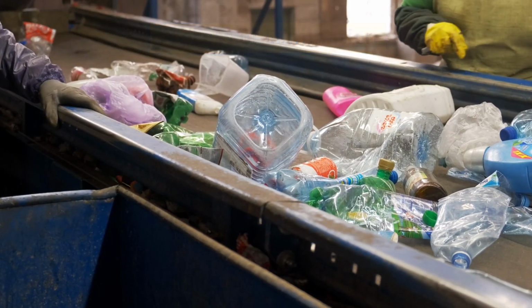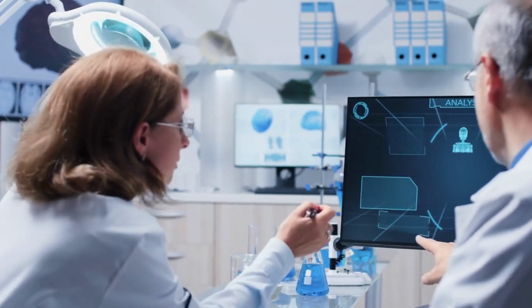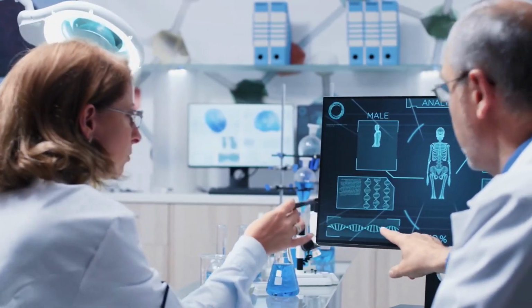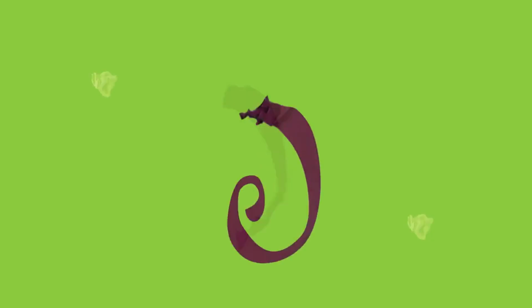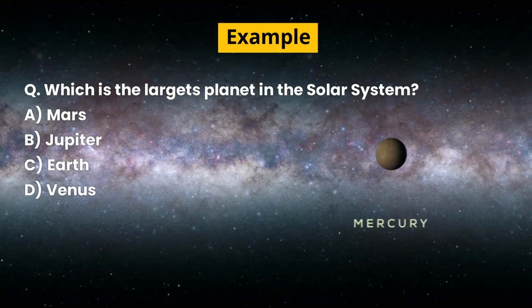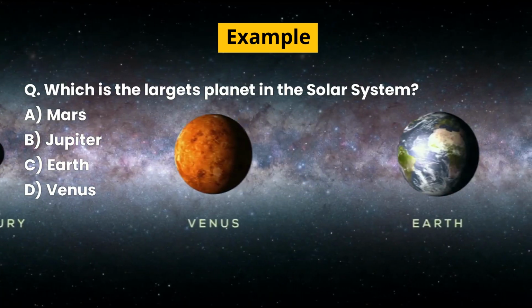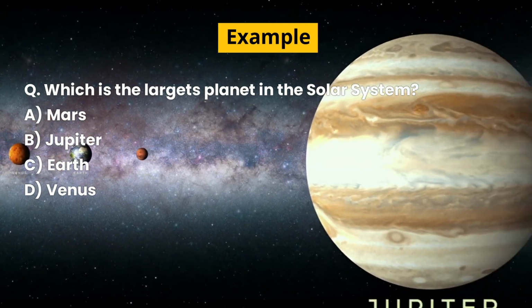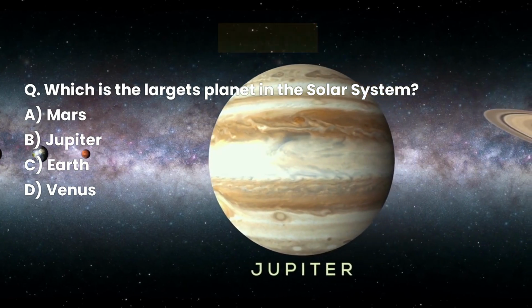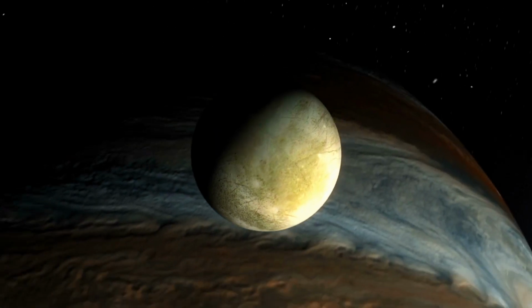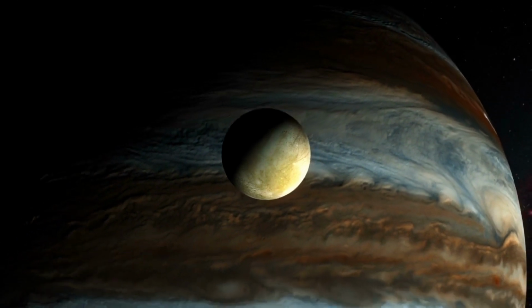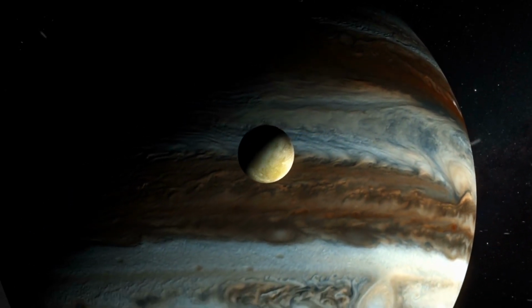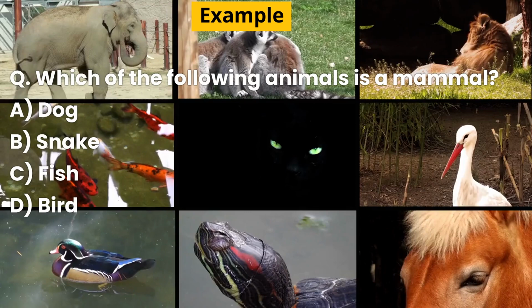Process of elimination. When faced with an MCQ, start by scanning the options and eliminating those that are clearly incorrect. This method reduces the number of choices, making it easier to identify the correct answer. Example. In a question about the largest planet in the solar system, the options are A. Mars, B. Jupiter, C. Earth, D. Venus. By knowing that Jupiter is the largest planet, options A, C, and D can be eliminated, leaving B, Jupiter as the correct choice.